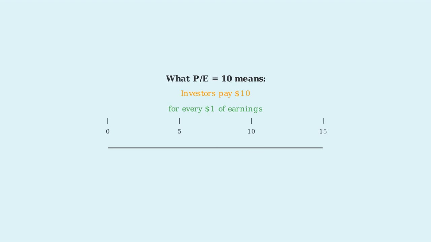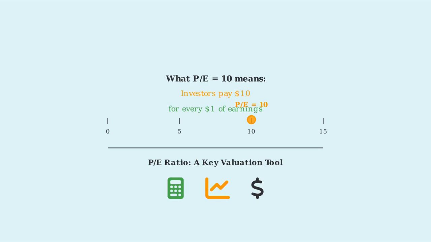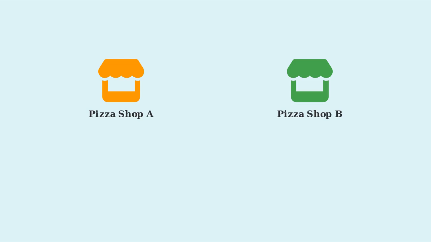We can visualize this on a simple scale. Here we see the relationship between what investors pay and what they get in return. The PE ratio is a key tool for comparing different investment opportunities and understanding how the market values a company's earnings potential. Let's understand PE ratios using a simple pizza shop analogy.